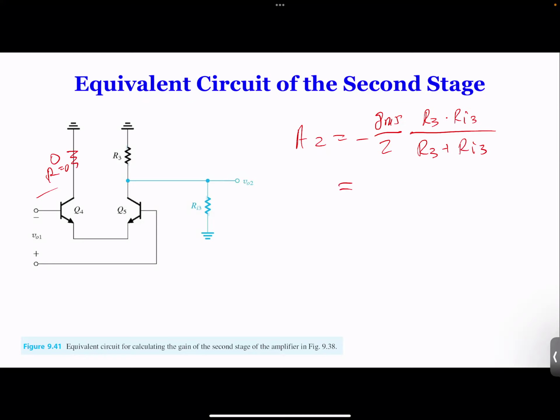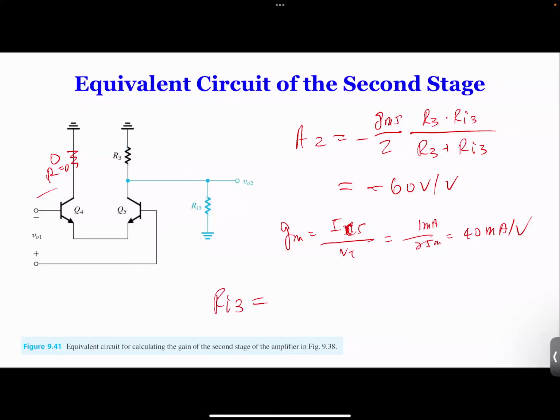So by plugging in here, the gm is also different. gm in this case is going to be IC5 over VT, which is 1 milliamp over 25 millivolts, so you get 40 milliamp per volt. So A2, plugging in here with R3, and everything you got here, is minus 60 volt per volt. But over here, of course, the important thing is Ri3. How do you calculate Ri3?